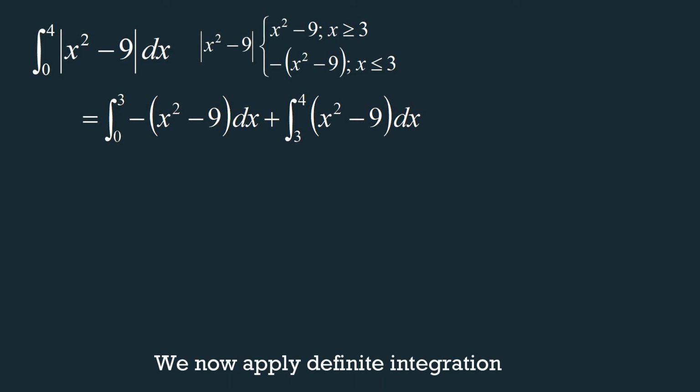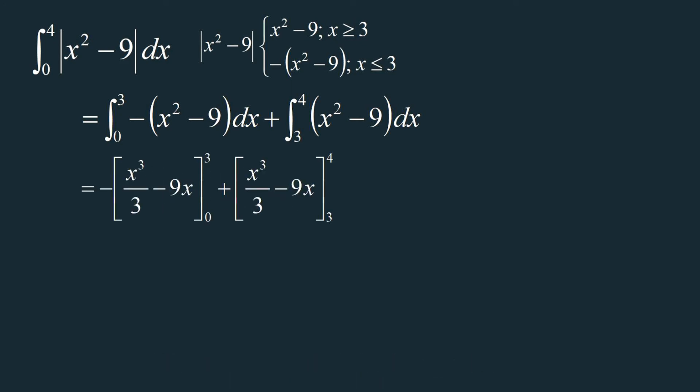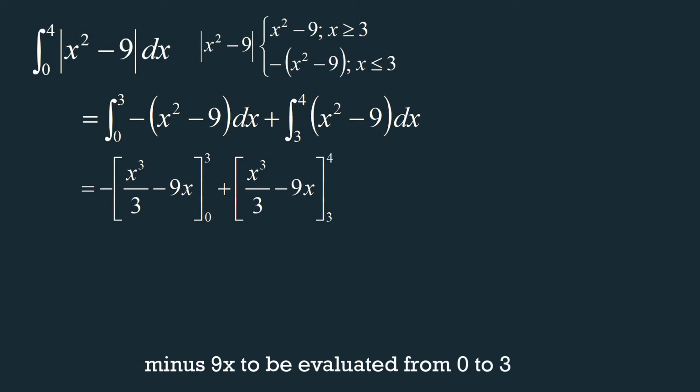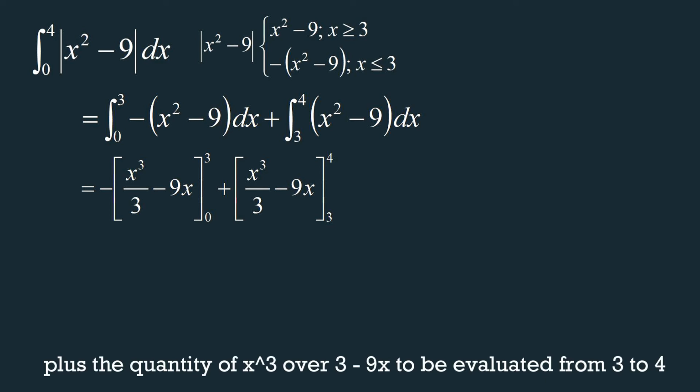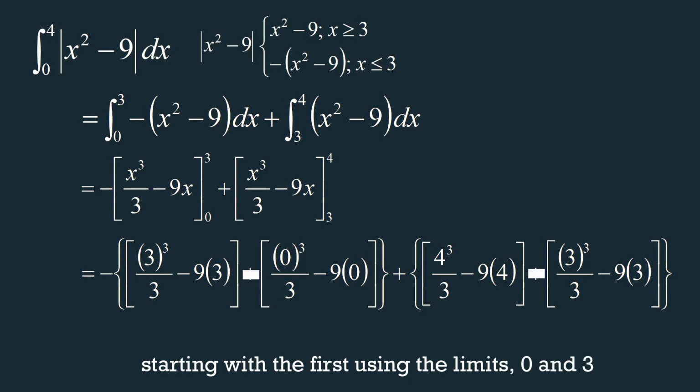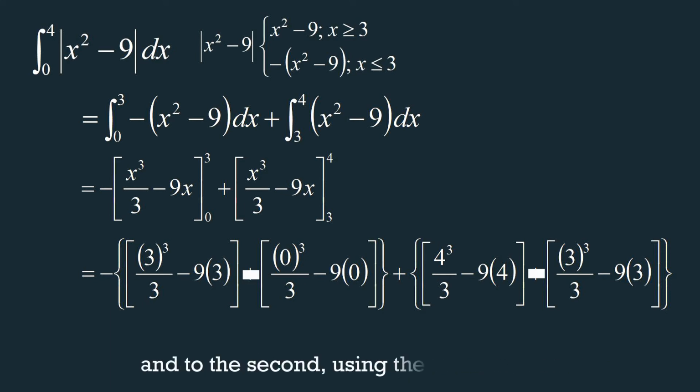We now apply definite integration, wherein it becomes negative quantity of x cubed over 3 minus 9x to be evaluated from 0 to 3, plus quantity x cubed over 3 minus 9x to be evaluated from 3 to 4. We plug in the values of the limits into the equations, starting with the first using the limits 0 and 3, and the second using the limits 3 to 4.